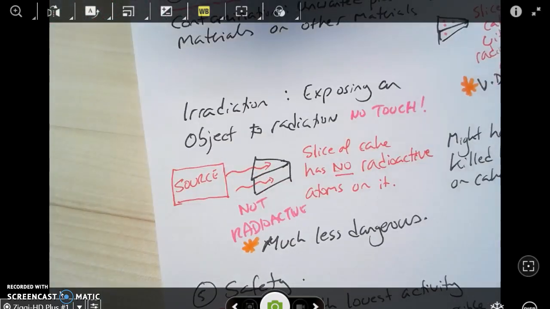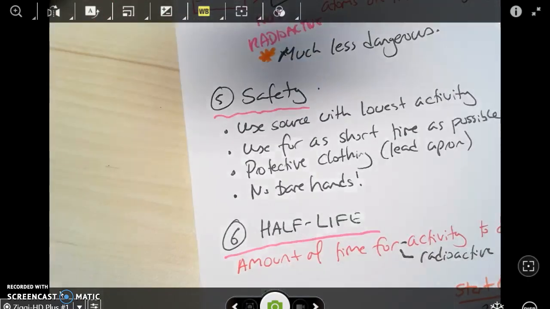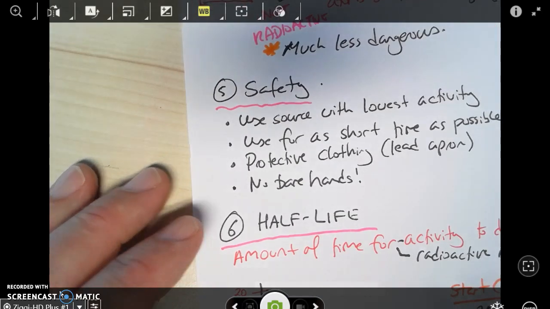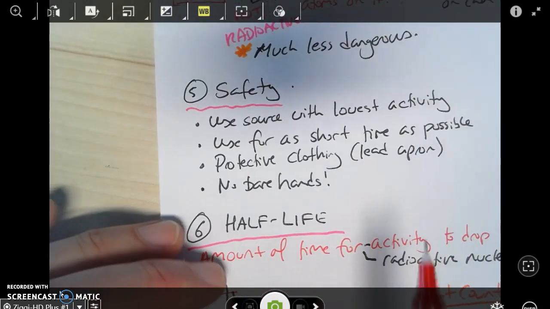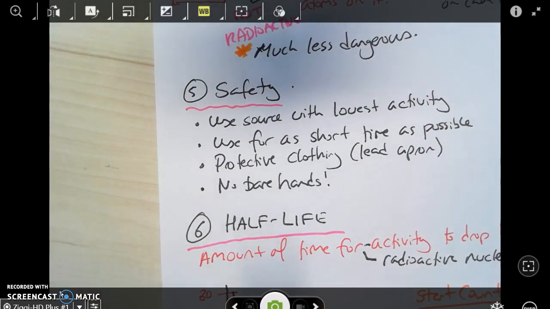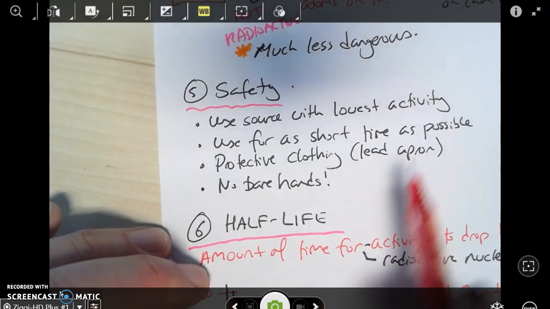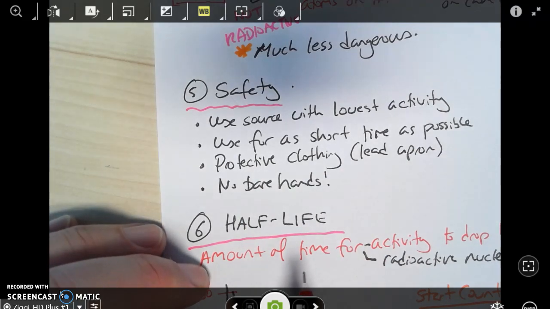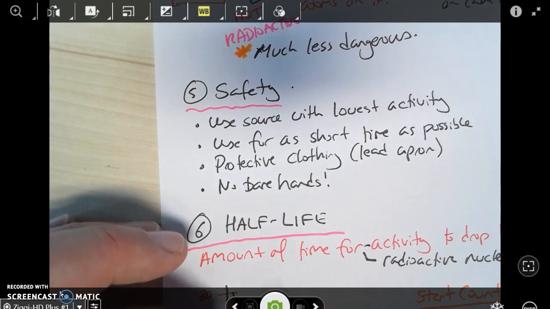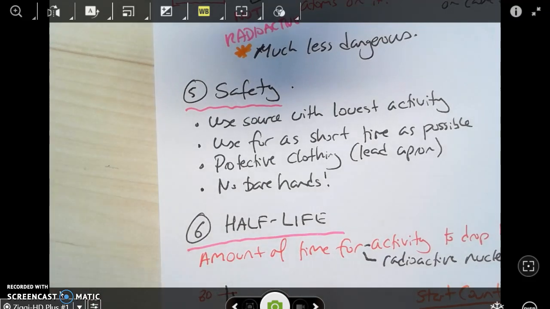Okay, number 5, nuclear safety. If you're working with radioactive materials, the first thing you do is you use a source with the lowest level of activity. In hospitals and the like, they do use radioactive sources, so they use the lowest possible activity rate. That means it's less radioactive. You use it for as short a time as possible, and you wear protective clothing such as a lead apron or gloves, and also no bare hands, so you might use things like tongs to move the samples around.